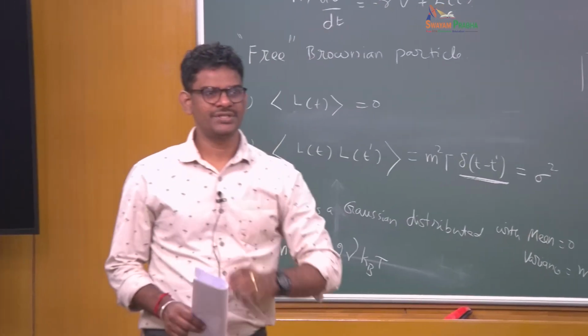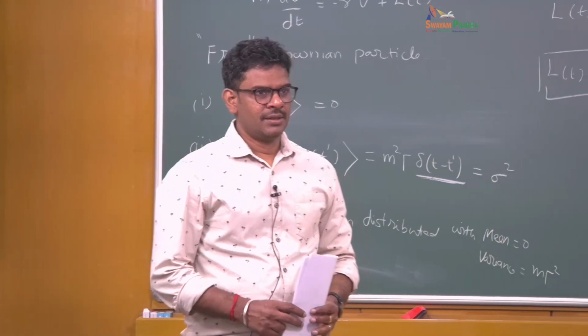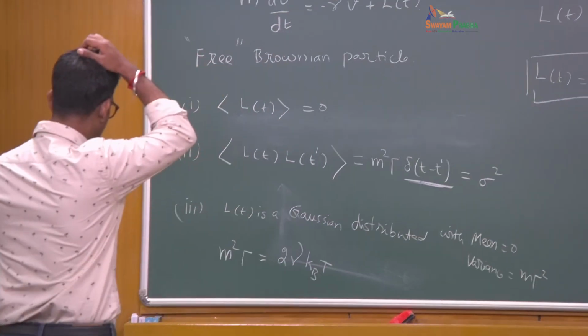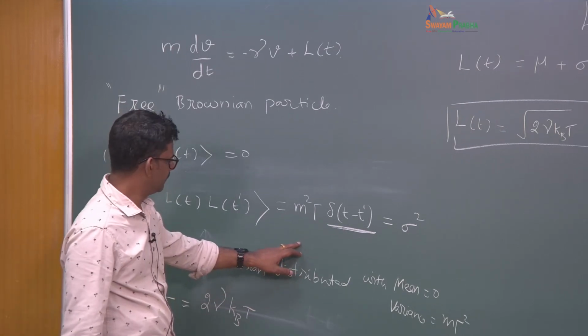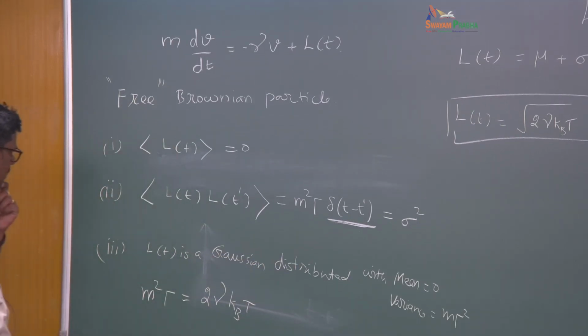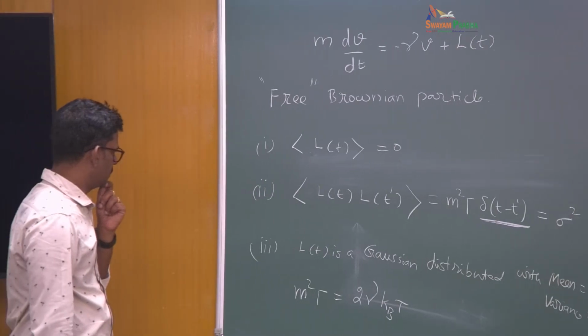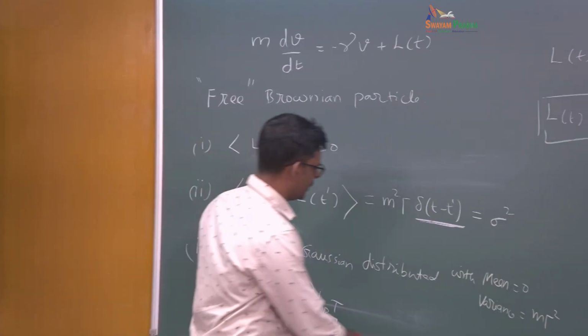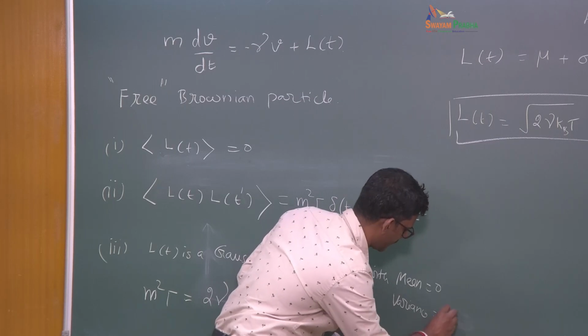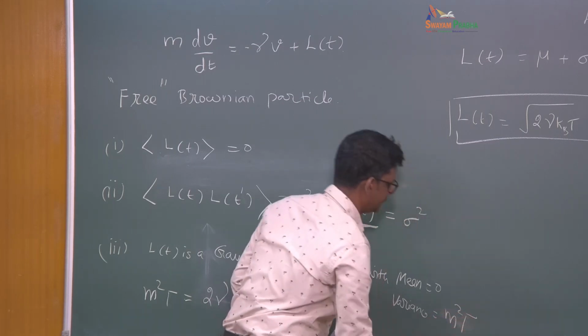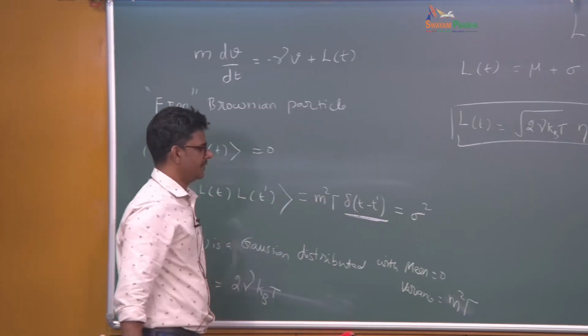Okay, you have a question? M square gamma, yeah. Oh, here, okay, yeah, you're right, sorry. So this should be M square gamma, yes. Yeah, thanks for pointing this out.